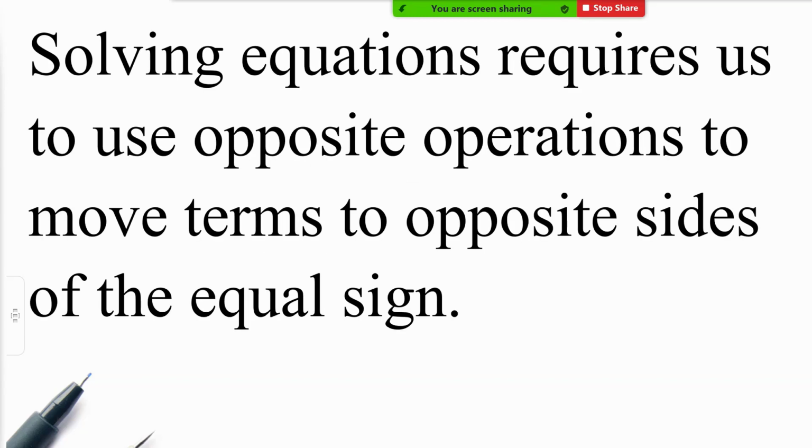So for those of you who aren't sure, the general feeling of when we are solving equations, yes, I want you to write this down in your notebook. Please write this down. Solving equations requires us to use opposite operations to move terms to opposite sides of the equal sign. Okay, this is the general rule of thumb. Using opposite operations to go to the opposite side of the equal sign. Please write this down.